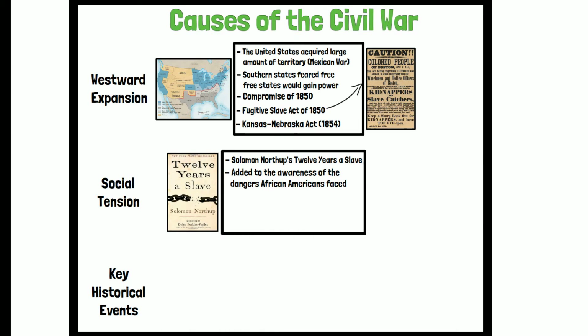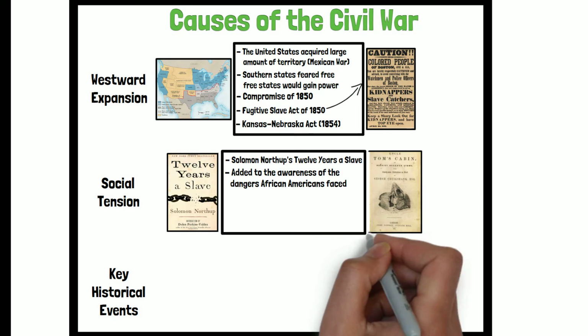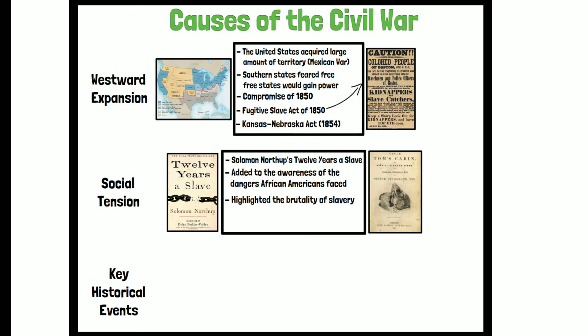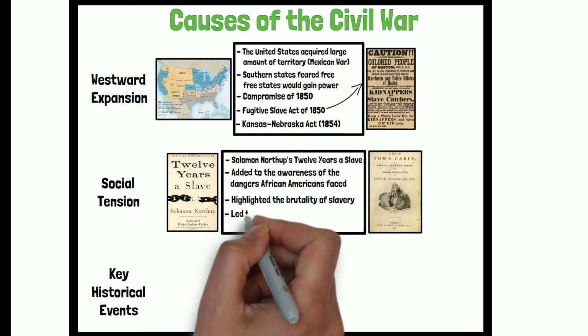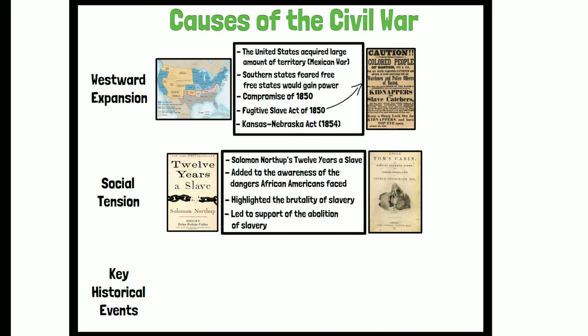In 1852, a novel by Harriet Beecher Stowe, Uncle Tom's Cabin, highlighted the brutality of slavery, the tearing apart of families, and the physical violence slaves endured on a daily basis. The book sparked national conversations about slavery and led to increased support for abolition in the North and opposition to the Fugitive Slave Act.